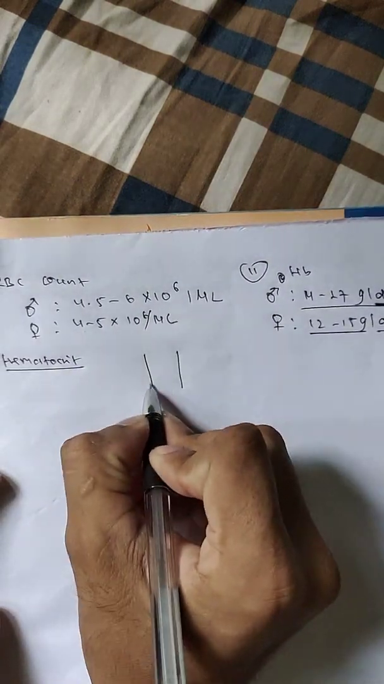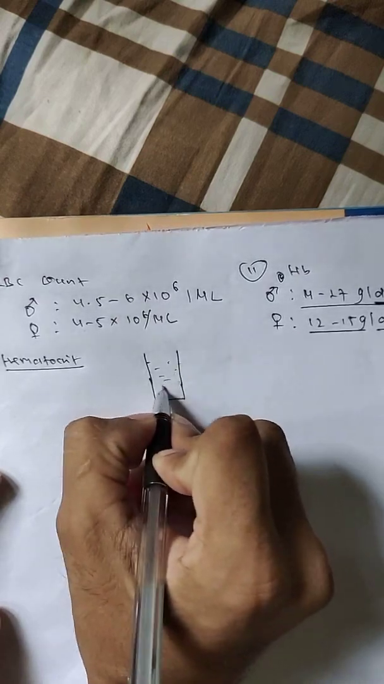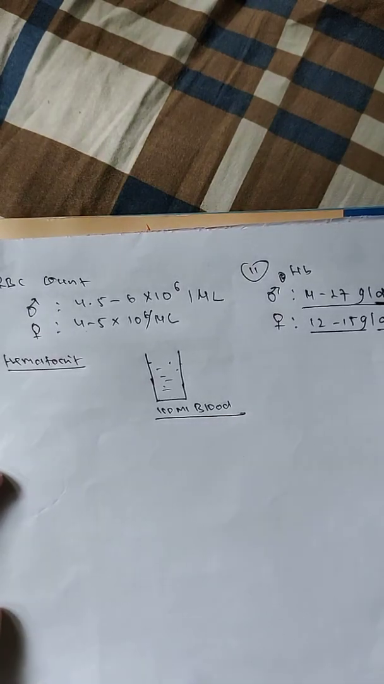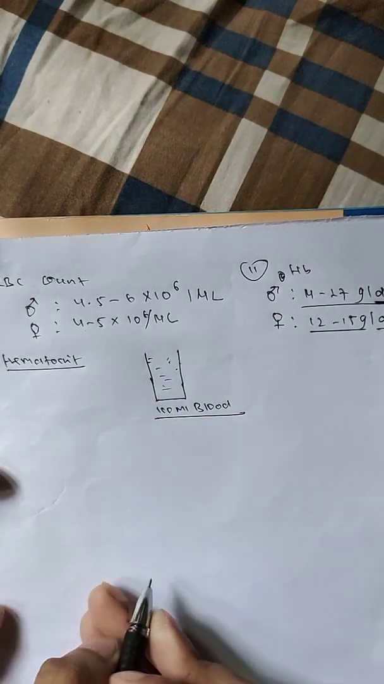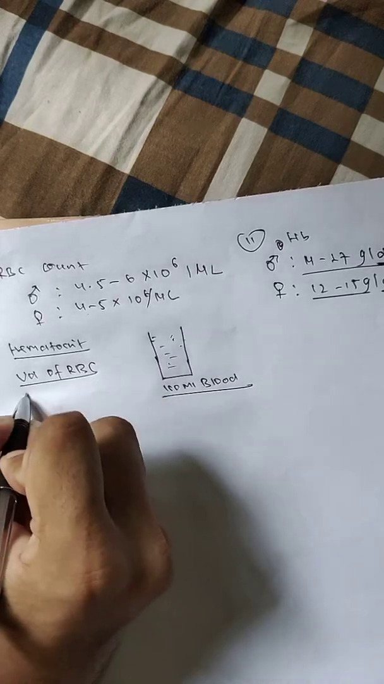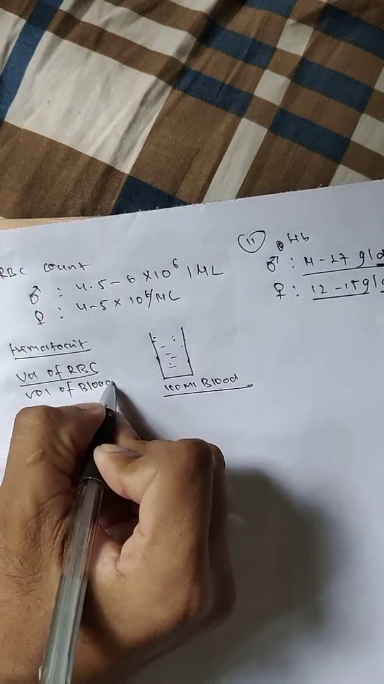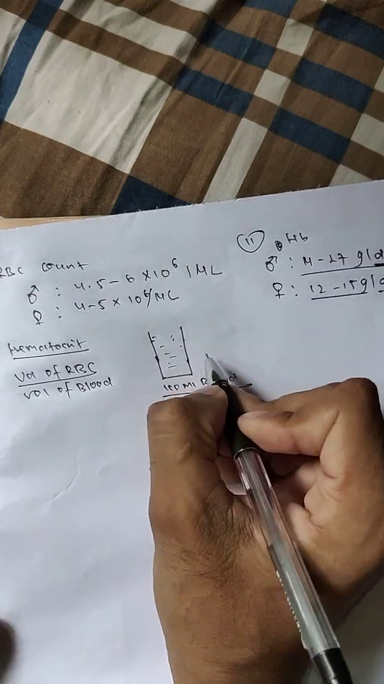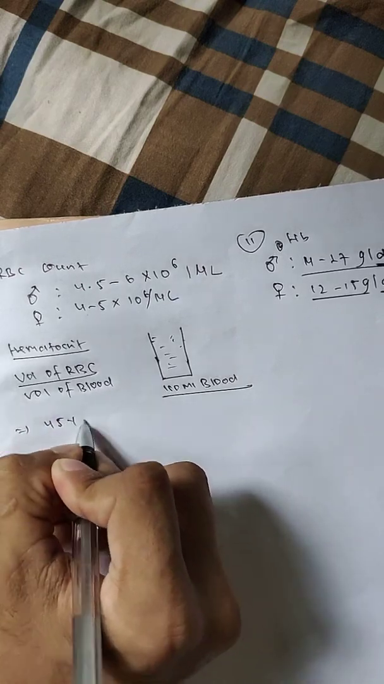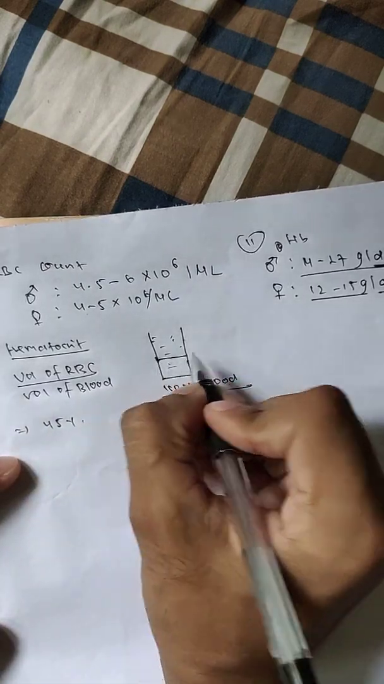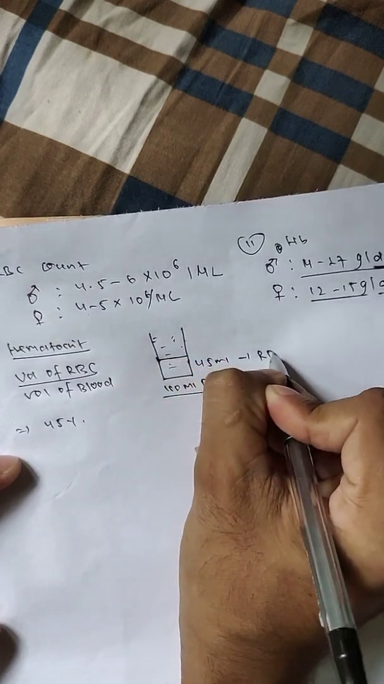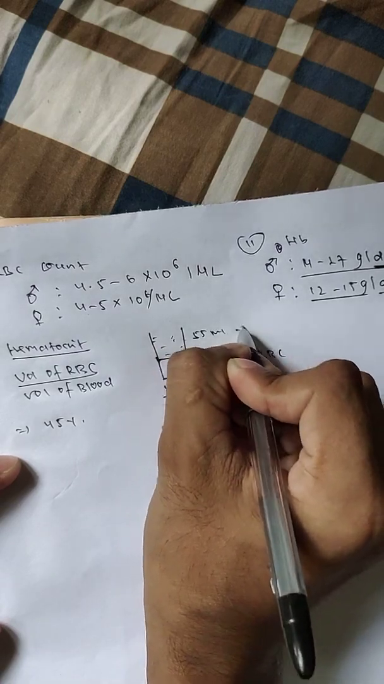So hematocrit is the proportion of the RBC in the blood. Let's say here is 100 ml of blood. In this container of 100 ml blood, how much RBC is there? This is the hematocrit. It is the ratio of the volume of RBC divided by the volume of blood. Its value is about 45 percent. That means out of 100 ml, 45 ml is the RBC, and the remaining 55 ml is the plasma.